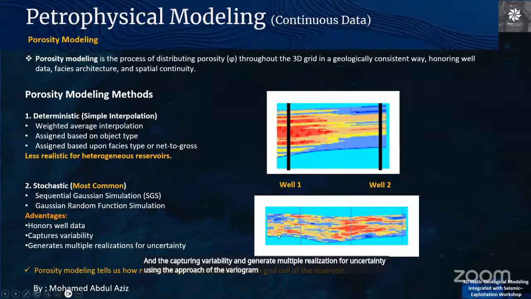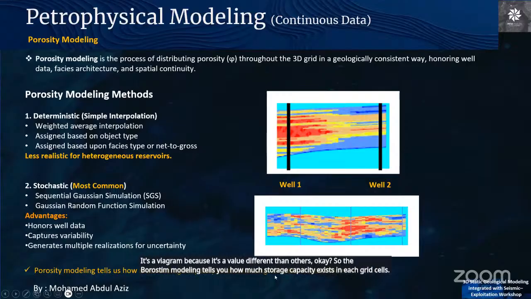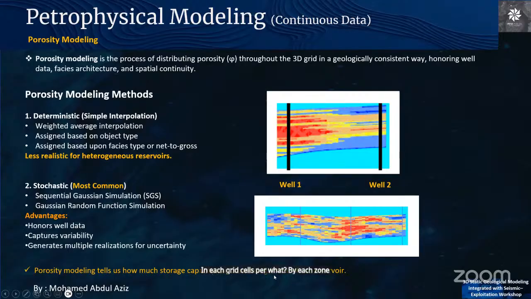Because in data analysis you have identified the variogram for facies, and then for porosity, and for any property you have to identify its variogram, because its values are different from the others. So the porosity modeling tells you how much storage capacity exists in each grid cell. In each grid cell, per what? Per each zone, per each layer even, of the reservoir.